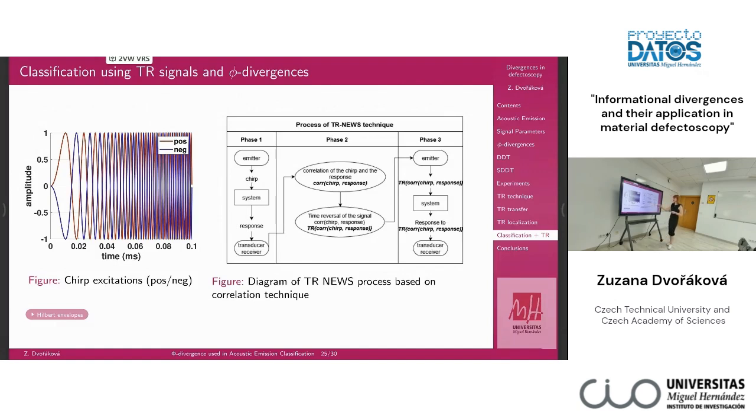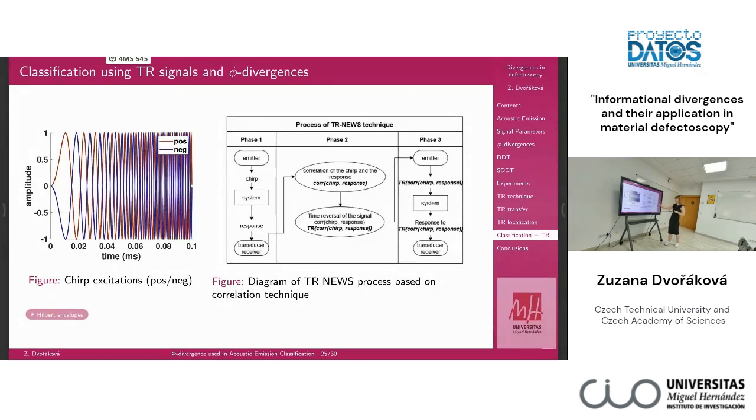We measure the response of the system to this chirp, if there were some bubbles or if there were no bubbles, and after receiving the signals, we did a cross-correlation of this response with the source chirp, and then we time reverse the signal and send it again from the emitter to the system, and we measure the response of the system.